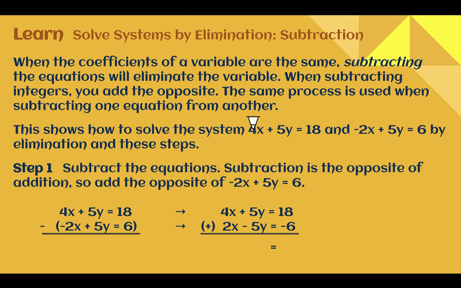If we're given these two equations, we have 4x plus 5y equals 18. And -2x plus 5y equals 6, we can use elimination since they're both set up in the standard form of ax plus by equals c. I see plus 5y and plus 5y. They are the same, so I want to subtract or add the opposite.